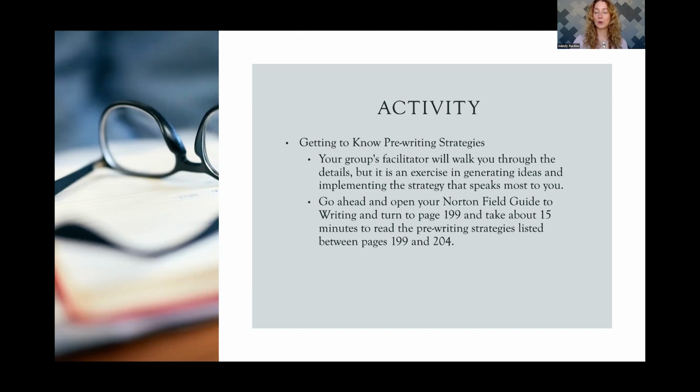So you're going to go ahead and open your Norton Field Guide to Writing and turn to page 199. And you're going to take about 15 minutes to read through the pre-writing strategies listed between pages 199 and 204. And what I want you to do is start out by free writing for 15 minutes. If you'd like, you can think about writing about a day in your life on the job, or you can just free write what comes top of mind. There's really no wrong way to do it.